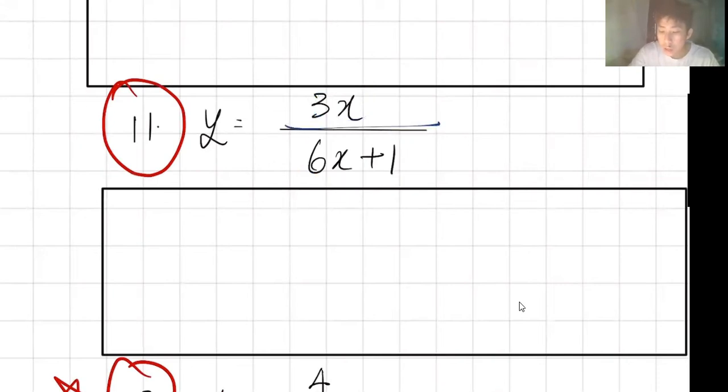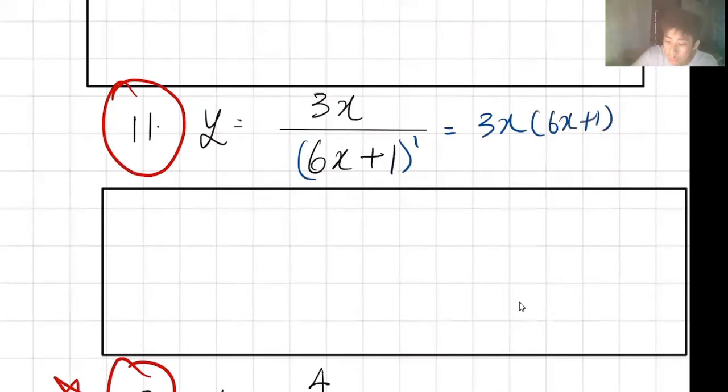They are dividing. But I can make them to be multiplying. How? I just bring this one upwards. How do I bring it upwards? Basically, I just change the power. This is power of 1. Okay, don't forget. So I change it upwards. It becomes 6x plus 1 to the power of -1.